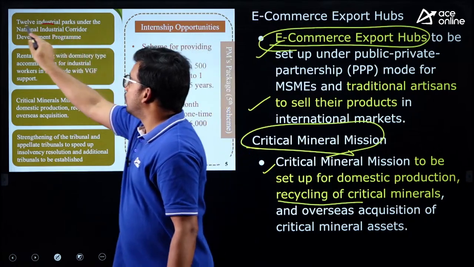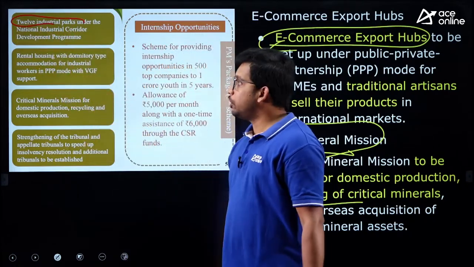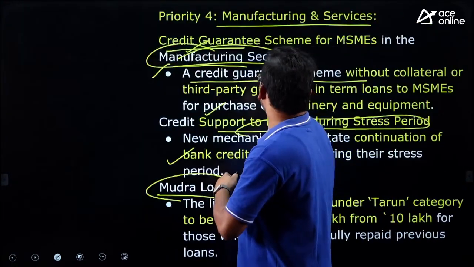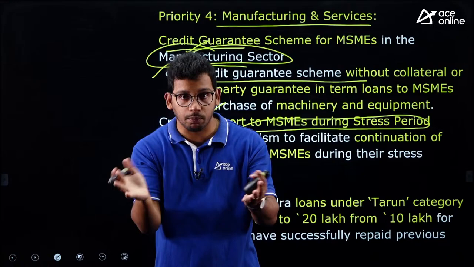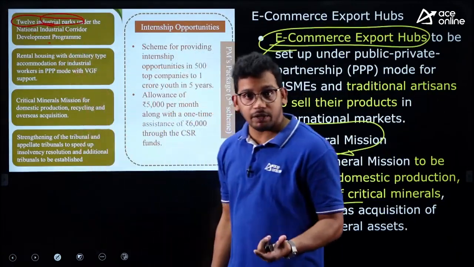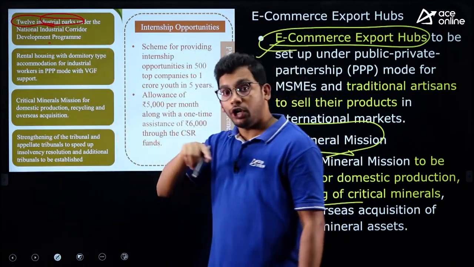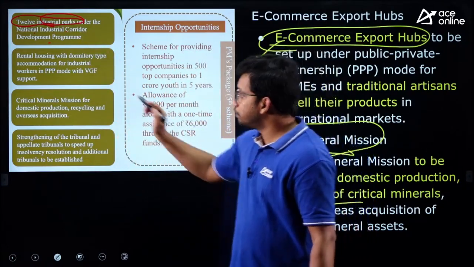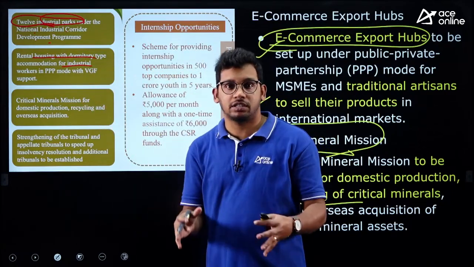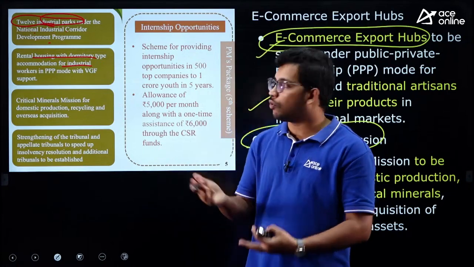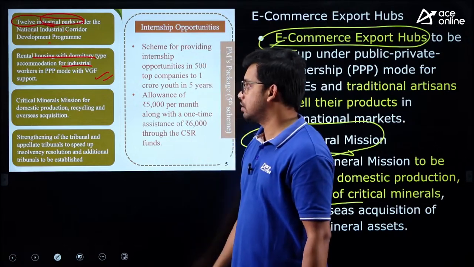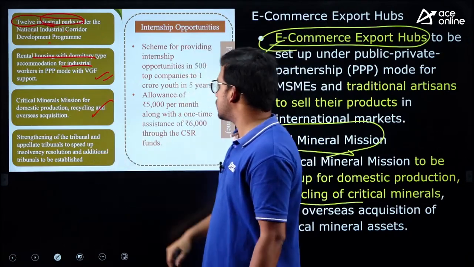And also 12 industrial parks are going to be developed under the National Industrial Corridor Development Program. So we are discussing the theme of promoting manufacturing, right, the process to generate goods. So, to encourage manufacturing, 12 industrial parks are going to be created by the government, fine. Also rental housing dormitories are going to be promoted near those industries for residential needs. The employees involved in producing goods around these 12 industries will also get residential facilities, right. Critical mineral mission we have already discussed, right.